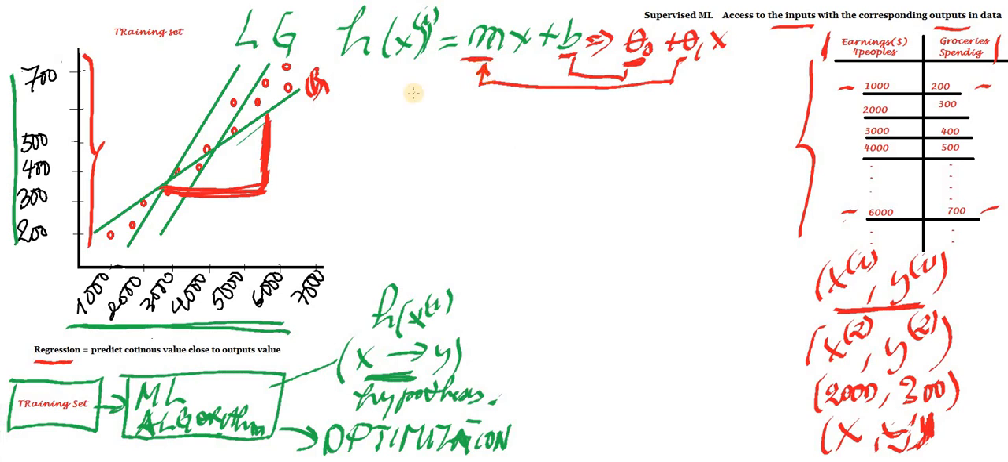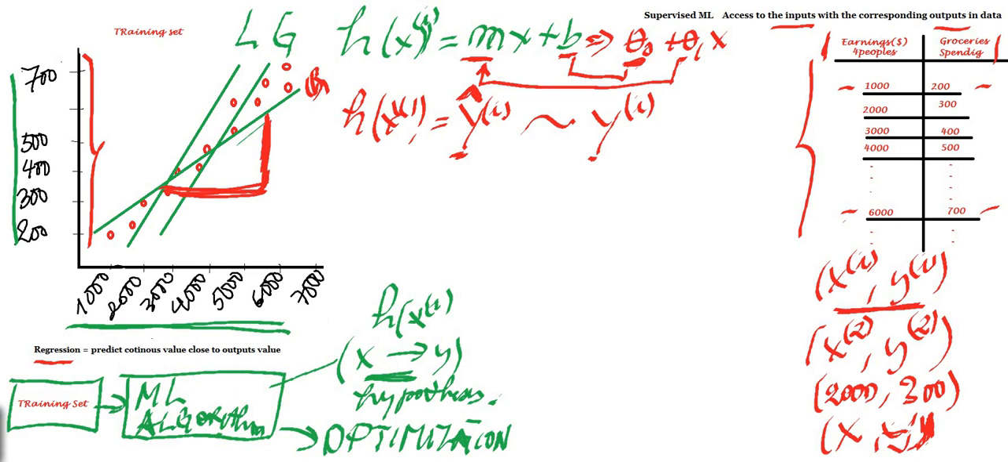We can denote our hypothesis h of x superscript i. By convention, we can call this y hat superscript i. This is our predicted value and is close to what you call y superscript i, which is our actual value. So basically this function depends on two parameters, theta 0 and theta 1.